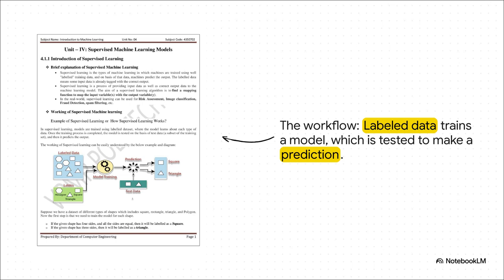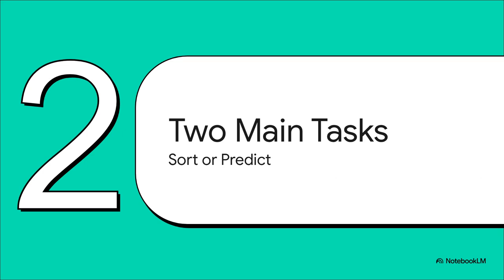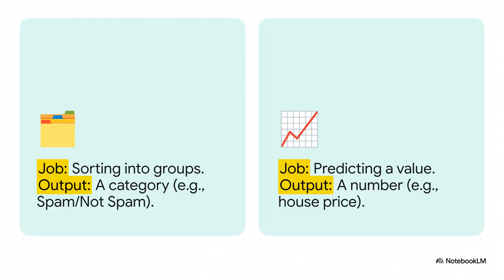So now that we've got the basic process down, let's talk about what these models actually do. It pretty much always boils down to one of two main jobs, either sorting things into groups or predicting some kind of future value. And these two jobs have names. They're called classification and regression. Classification is all about sorting into categories. Think, is this email spam or not spam? Is that a picture of a cat or is it a dog? Regression, on the other hand, is all about predicting a specific number, like how much will this house sell for, or what's the temperature going to be tomorrow?